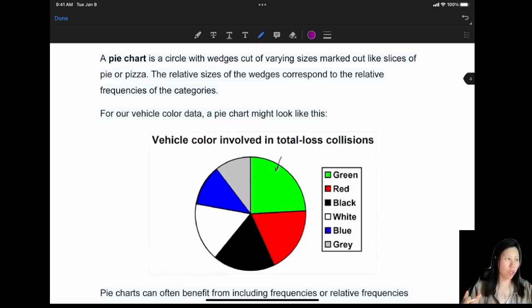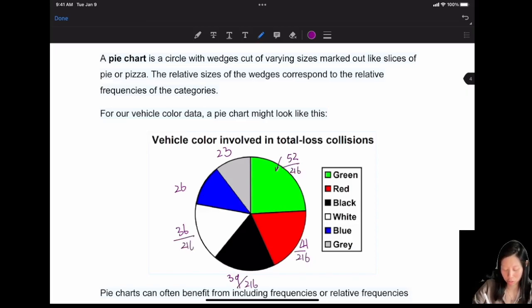So for example, for the car, we have the blue car is 52. And then the red car is 41. The black car is 39. White is 36. Blue is 26. Gray is 23. And the total number of cars is 216. So basically this is out of 216. And then you calculate the percentage.